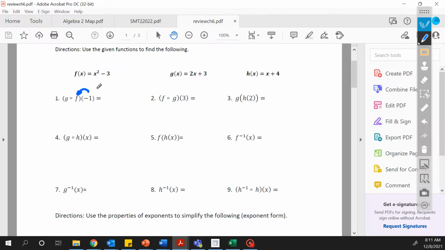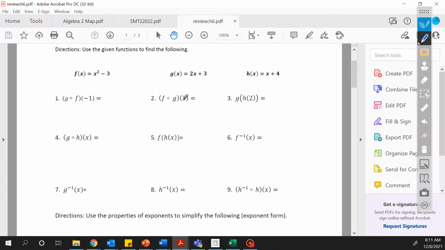-1 will go into the f function, and then whatever that is will go into the g function. So putting -1 into the f function, -1 squared minus 3 is 1 minus 3, which is -2. Now I'm going to put -2 into the g function. So 2 times -2, which is -4, plus 3, which is -1. So g compose f of -1 gives us -1.